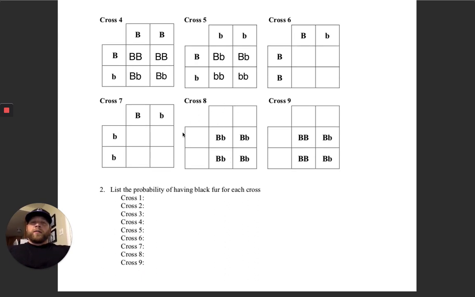If you look at crosses 8 and 9, we have to figure out what the parents are based on what these offspring are in the Punnett squares. So the easiest way to do this, actually we'll do number 8, is to see what is the same across here. Okay? So we know that there is a capital B here and a capital B here.